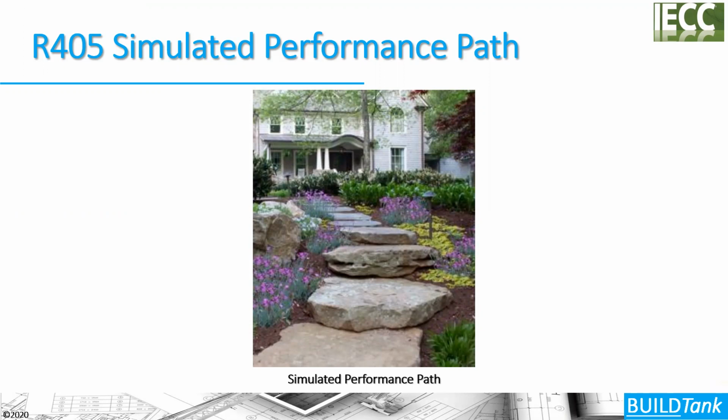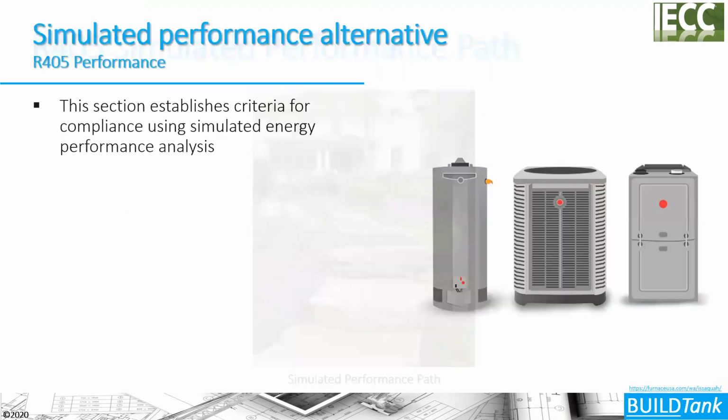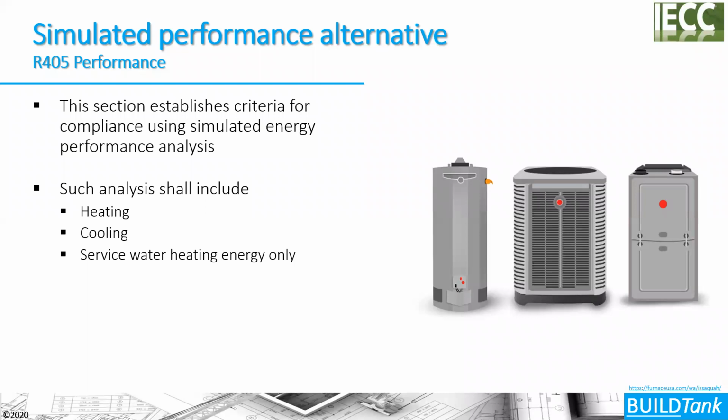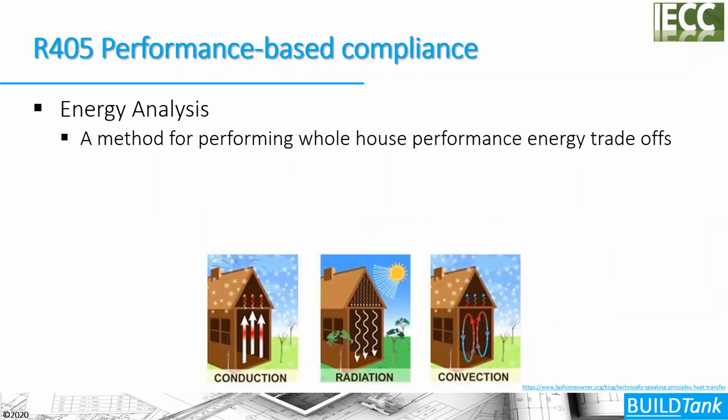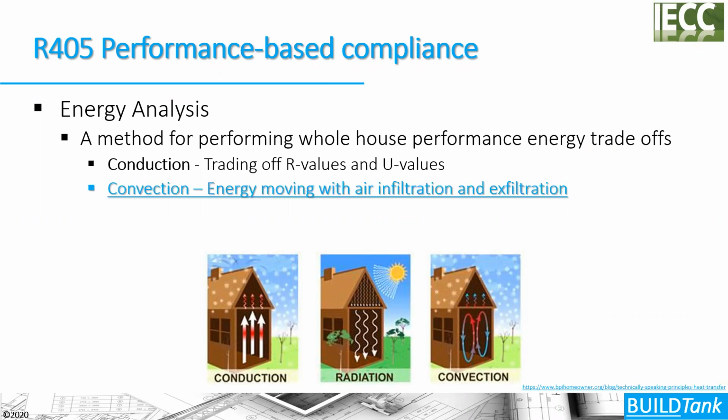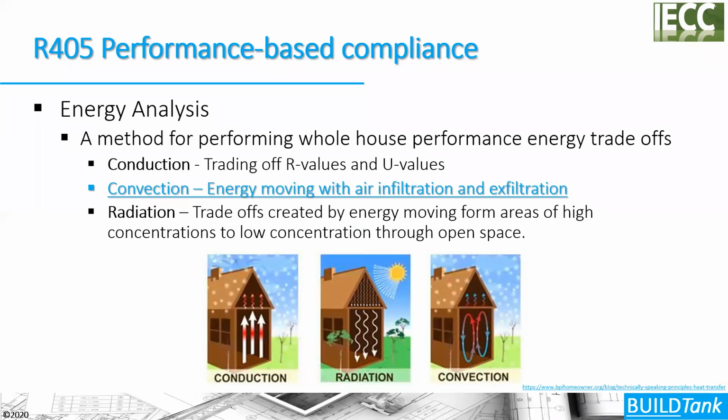We're running out of time here, so I'm going to have to move pretty quickly. This section does very similar things as the UA trade-off pathway, but it only looks at heating, cooling, and service hot water heating. And it gives you the ability to not only trade off R values and U values, but you can trade off house tightness and duct leakage and other things that are moving with air. The energy that is moving with air, you're also able to trade off here. So conduction is what's being traded off with R values and U values. Convection is what's being traded off with energy that's moving with air. And we can also look at radiant energy trade-offs.